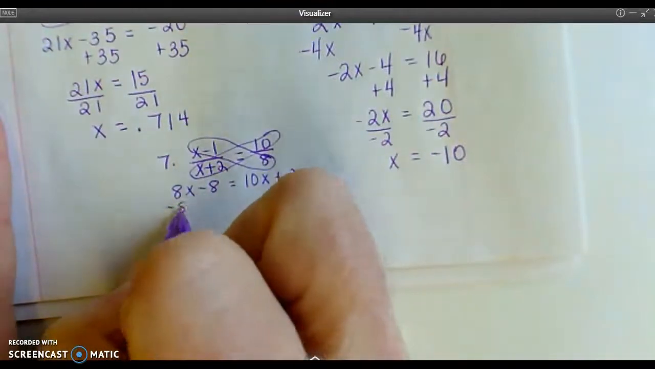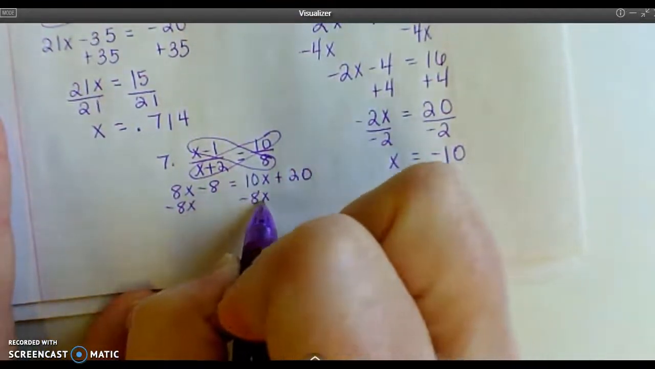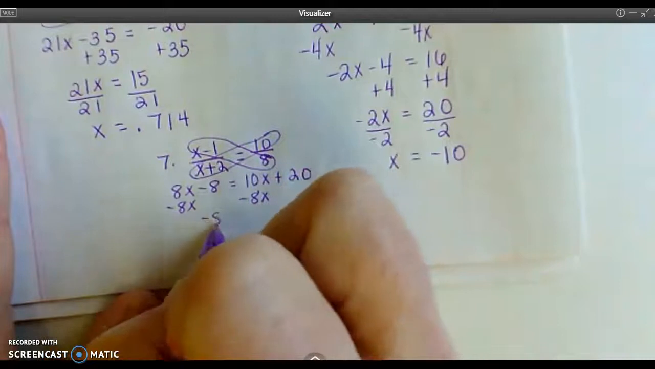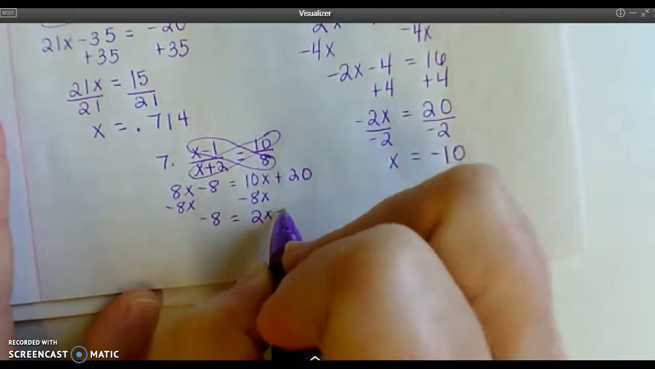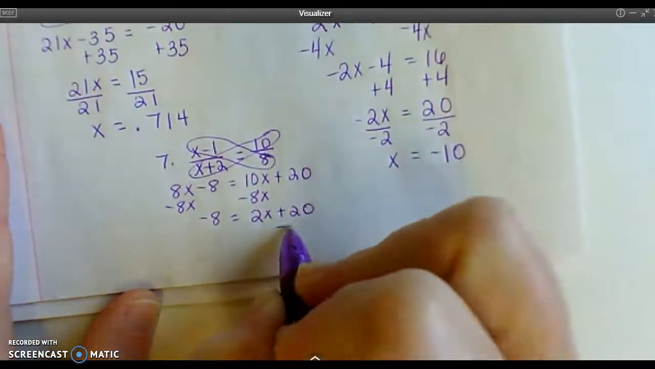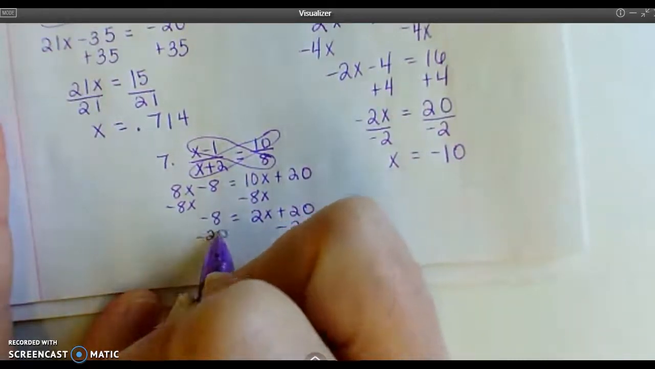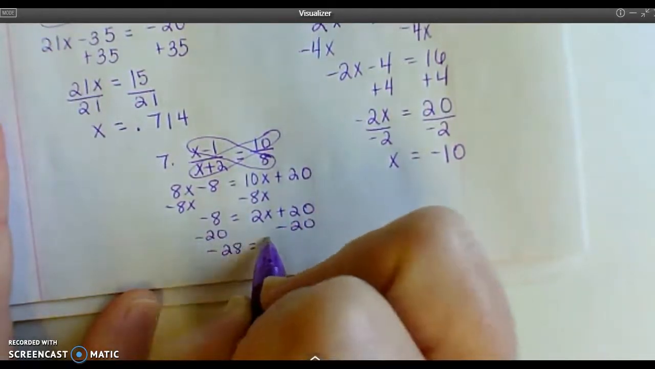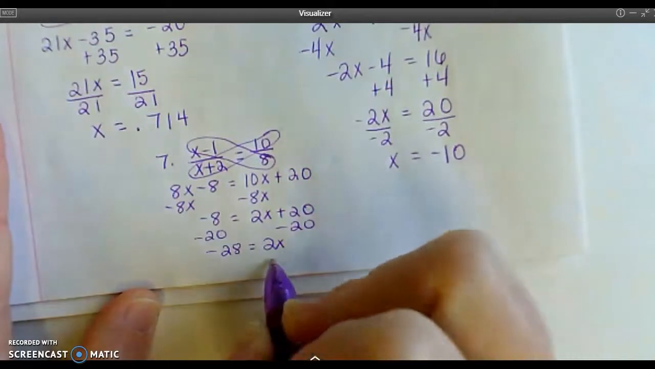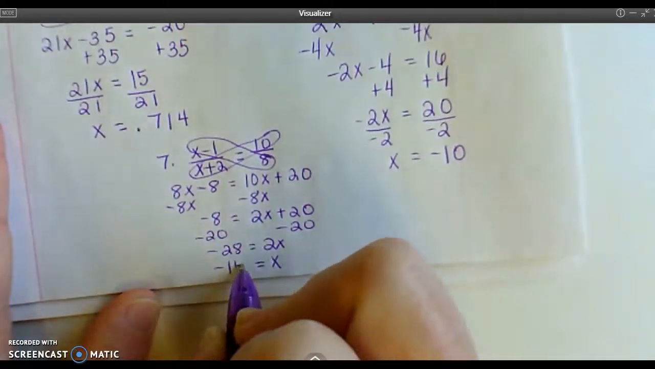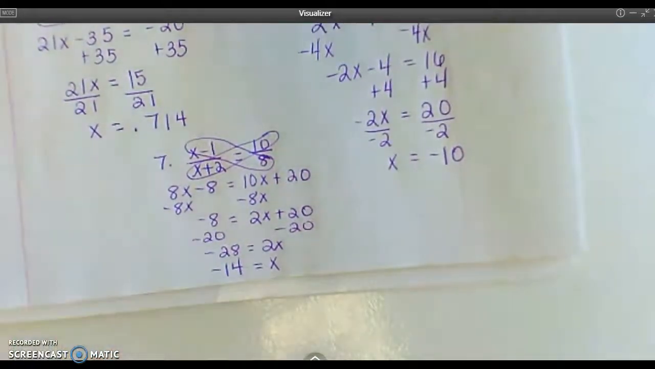So I'm going to subtract 8x on both sides. I could have subtracted 10x just to be like the last one, but I thought I would just show it to you differently. Subtract 20 on both sides. Divide by 2. And then you get x equals negative 14. So you can get negatives, positives, decimals, whatever kind of numbers that you want.